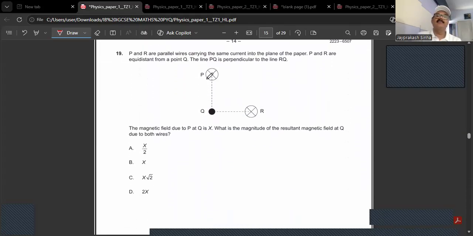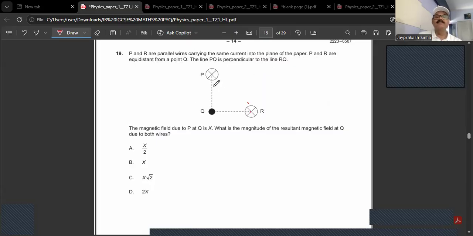Now P and R are parallel wires carrying the same current into the plane of the paper. P and R are equidistant. This distance is the same. This distance is the same. Because the current is going inside, here also the wire carries current inside. P and R are equidistant from the point Q. The line PQ is perpendicular to the line RQ.